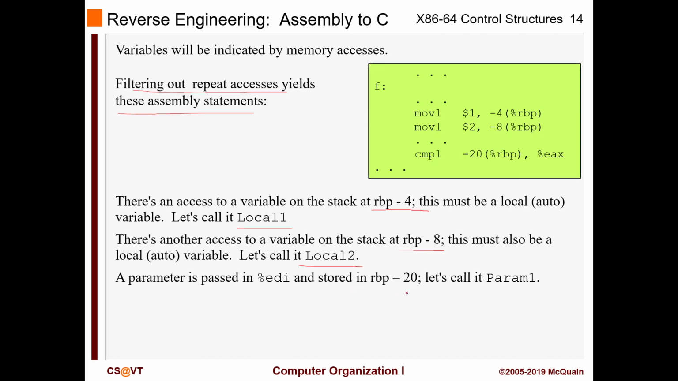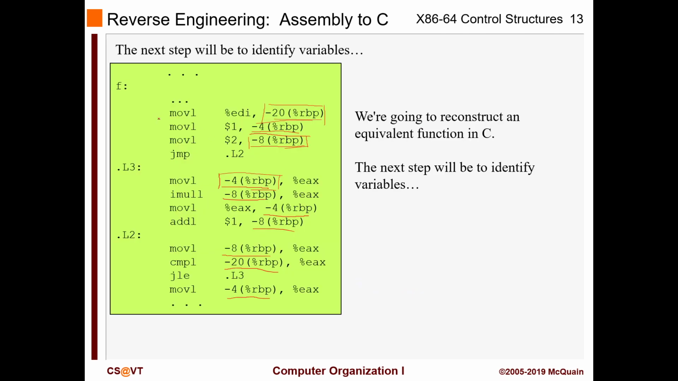And we have been using this RBP -20, right? If you look at this part, we are copying from the register EDI and copying it to here. If you recall from the previous lecture, not the previous video but the previous lecture, we know that the parameters of functions are sent as registers.